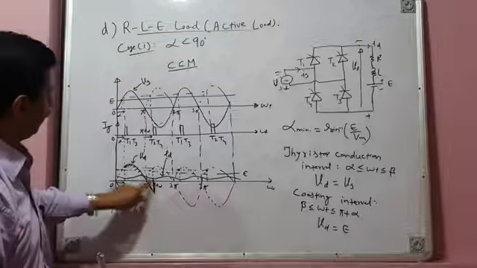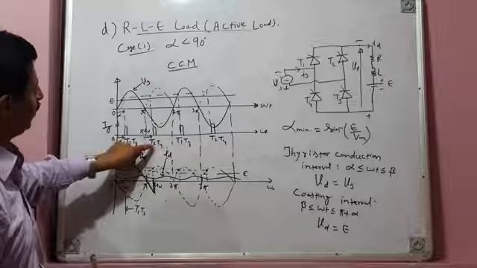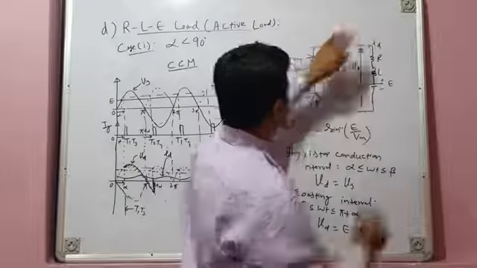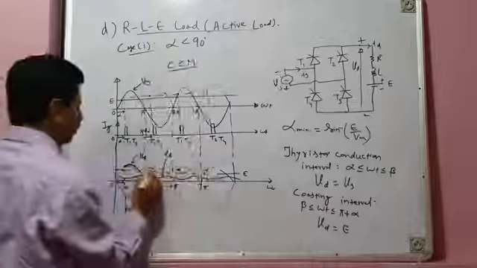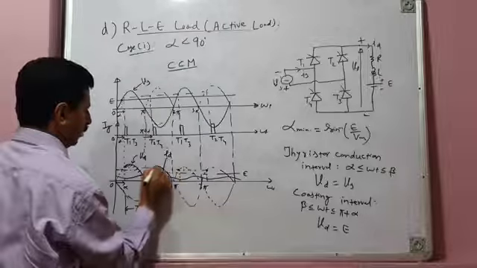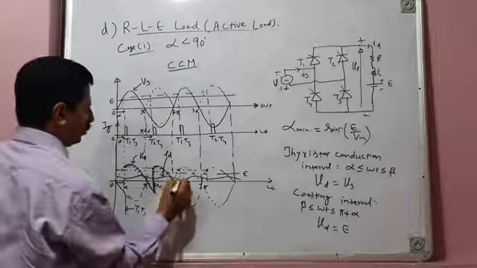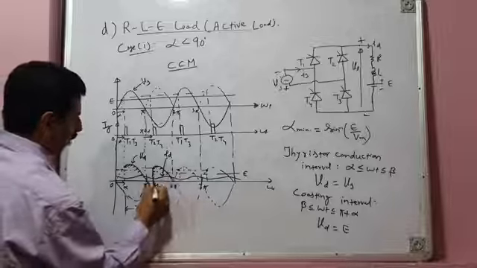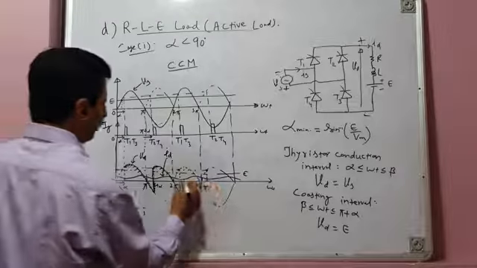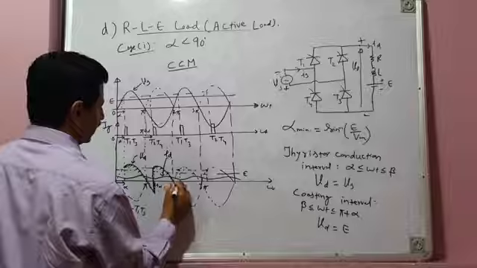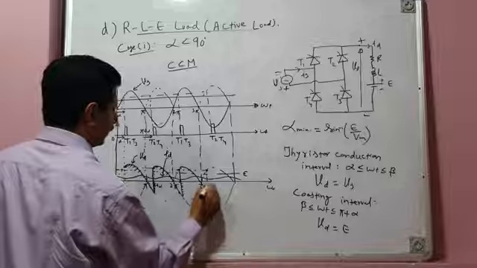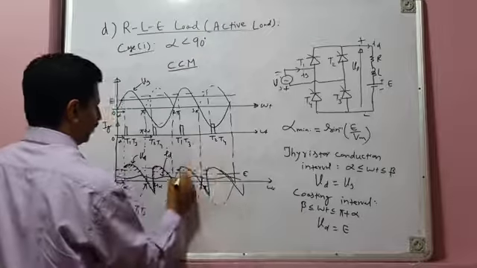And then at pi plus alpha, firing takes place. Which pair of devices is fired? T2, T4. When T2, T4 is fired, load voltage again becomes positive. It receives the positive segment of source voltage. You can see from pi plus alpha to 2 pi plus alpha, then source voltage becomes negative, but T2, T4 pair continues to conduct and load receives negative segment of voltage, and you can continue like this. So this is the nature of load voltage.